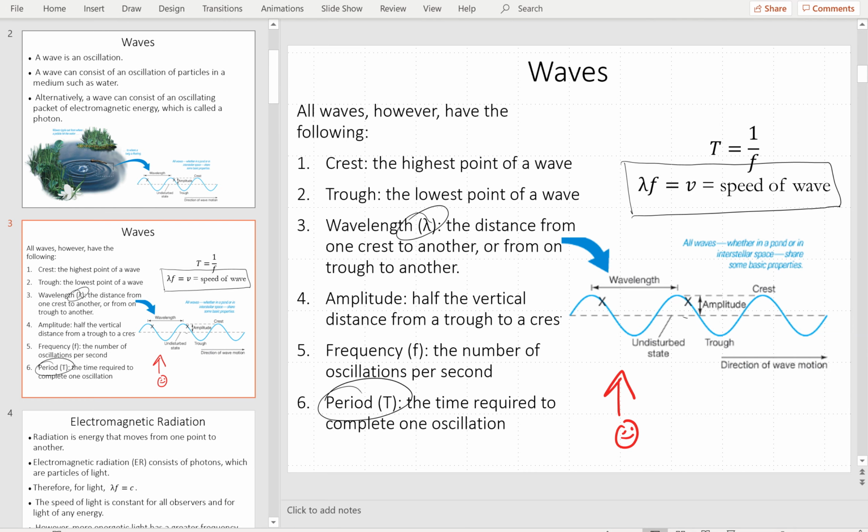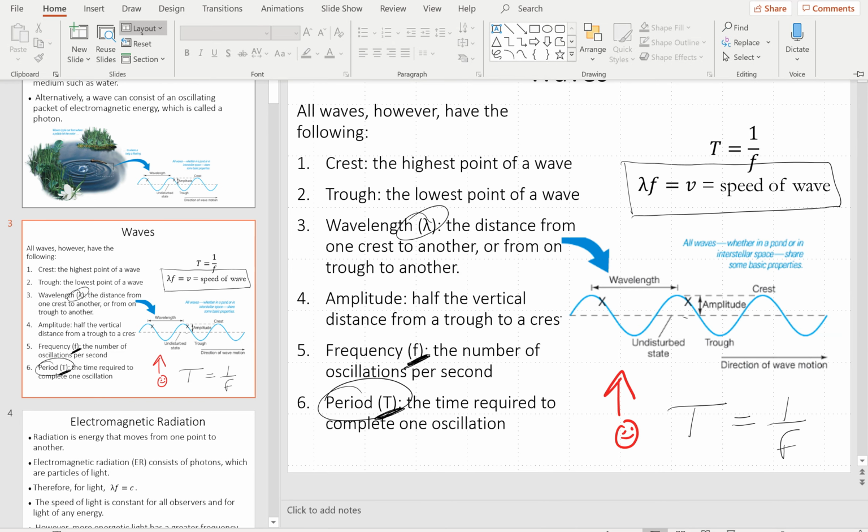So instead of the number of oscillations per second, it's the time required to complete one oscillation. Therefore, in order to find the period, which is symbolized with a T, by the way, I forgot to say the frequency is symbolized by an f here. In order to find the period, we simply take the reciprocal of the frequency, 1 over the frequency. These are the basic properties of waves that you all should know.